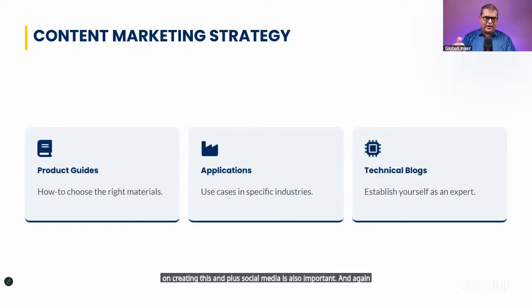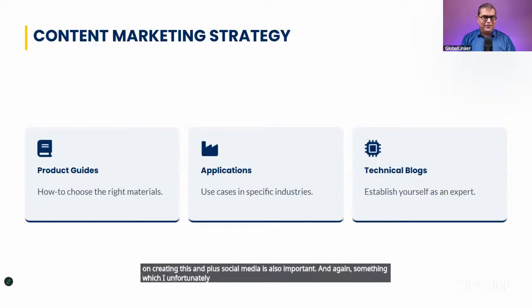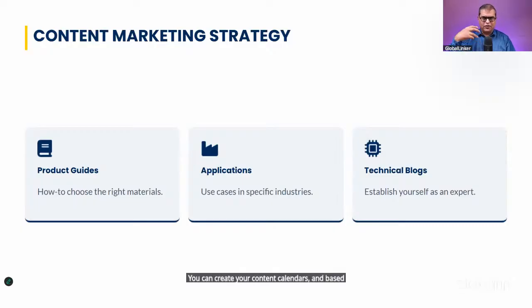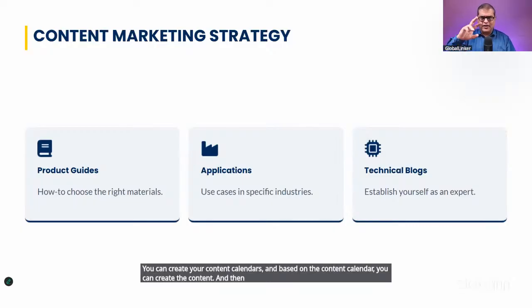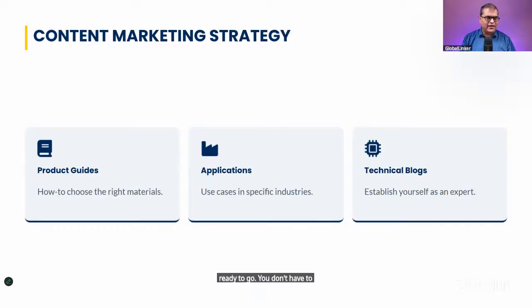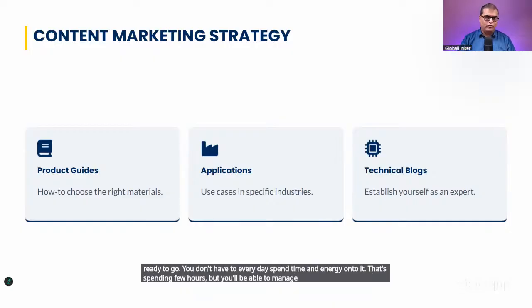Again, something which I unfortunately see even in today's day and age, 2026, people struggling because you can use AI with social media very, very effectively. That's where you can create your content calendars, and based on the content calendar you can create the content, and then once that content is created, you can even use scheduling platforms to schedule it. So every month you possibly have to spend 2 or 3 hours, and your entire month of content is created, scheduled, and all ready to go. You don't have to spend time and energy on it every day. That's spending a few hours, but you'll be able to manage it, and that also improves your AI credibility and trust, right?